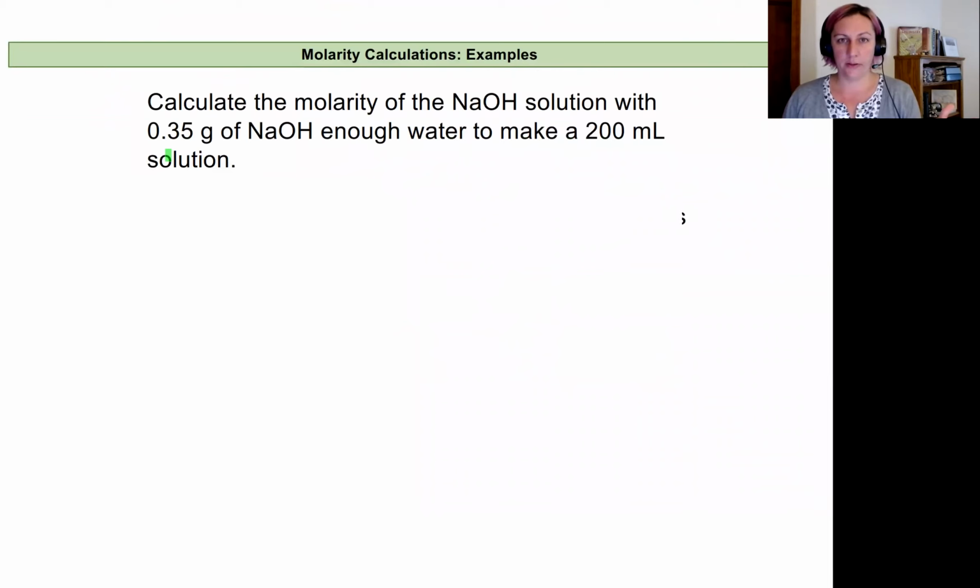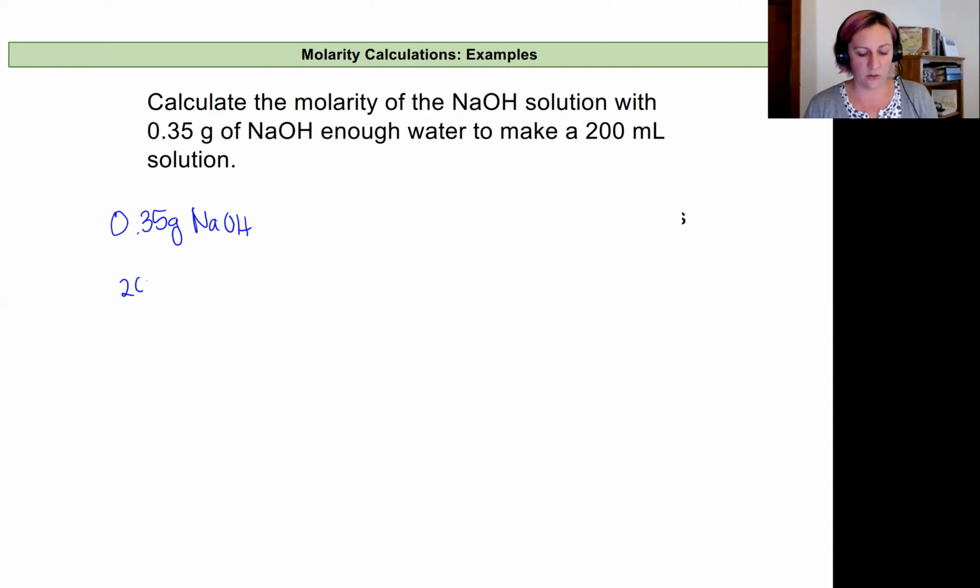So let's walk through an example of a molarity calculation. In this problem, we're being asked to calculate the molarity of a sodium hydroxide solution, where we're going to mix 0.35 grams of sodium hydroxide with enough water to make a 200 milliliter solution. So I have 0.35 grams of sodium hydroxide, and I'm going to have a 200 milliliter total volume of my solution.